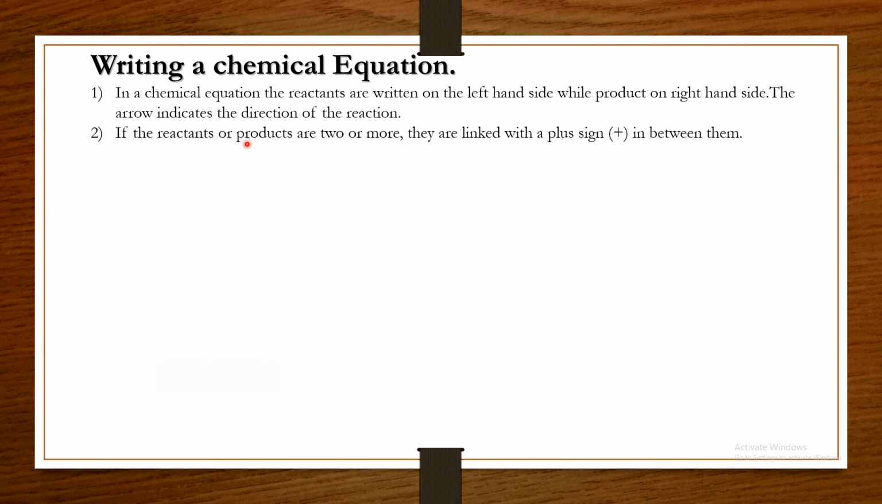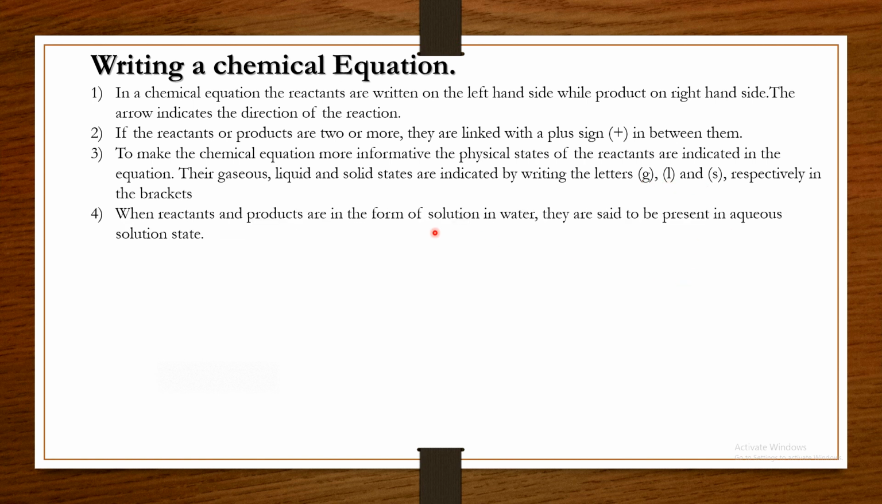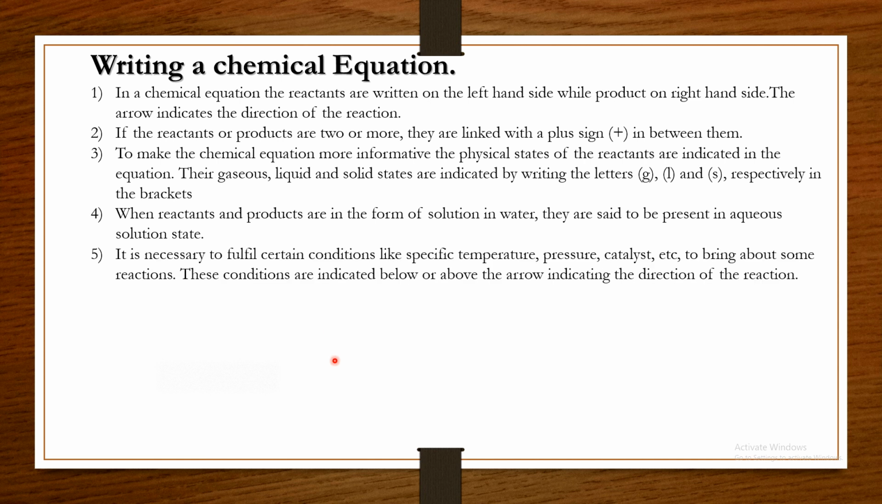Also, if there are two or more reactants and products, we represent them with a plus sign. We have to give the information about whether they are in gaseous, liquid, or solid state, or whether they form a solution in water. That is called the aqueous state. We also have to write the temperature, pressure, catalyst, or heating process below and above the arrow, indicating the direction of the reaction.